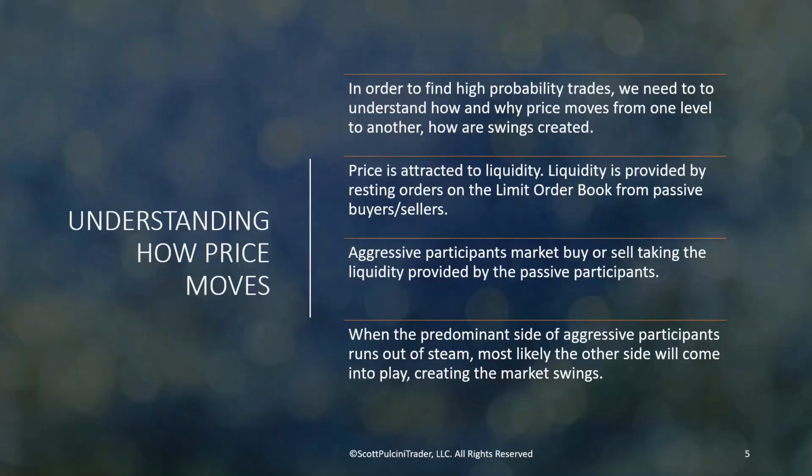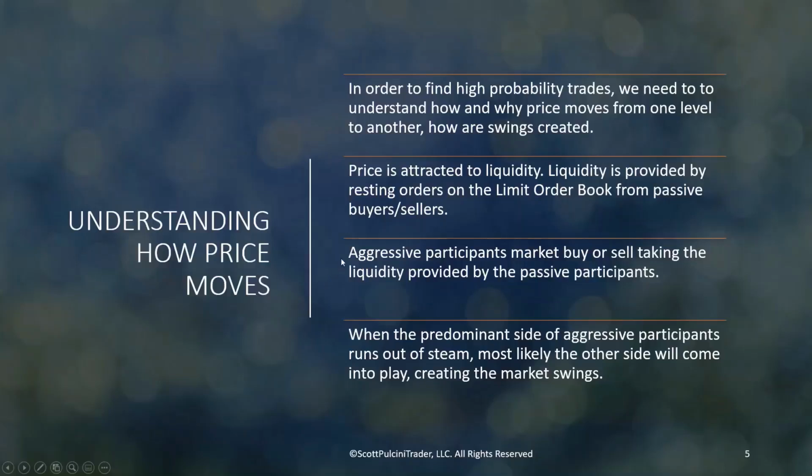Price is attracted to liquidity. What is liquidity? Liquidity is simply resting orders that are sitting in the limit order book, from buying and selling orders that are sitting there waiting to be filled. Those form liquidity. Strong liquidity levels are levels where there are a lot of resting orders, buyer or seller, just waiting there for the price to get there, and the price is usually attracted to that liquidity.